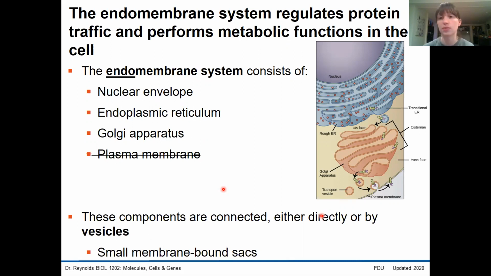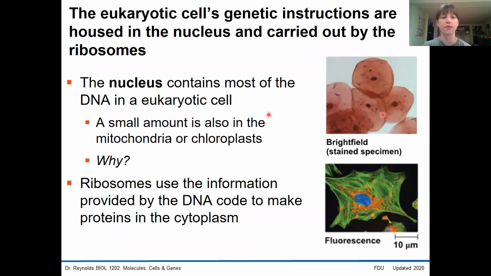or indirectly, via vesicles, which are little membrane-bound sacs, little round spheres surrounded by membranes that can actually disconnect from one organelle, carry their contents to a new one, and then merge their membrane with that new organelle. These vesicles, these little membrane-bound sacs, are a critical component for trafficking components through the endomembrane system.